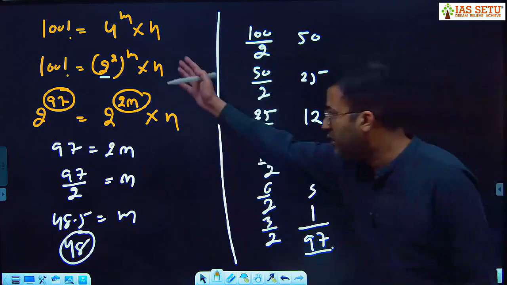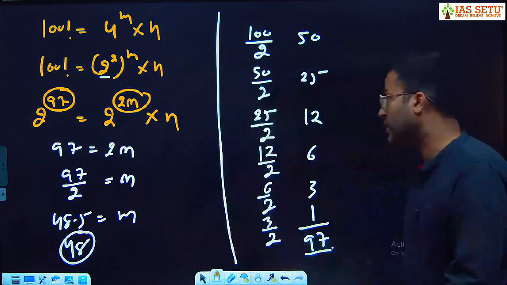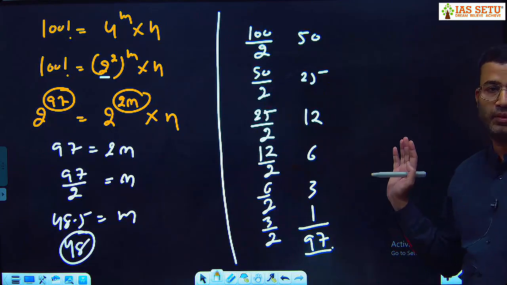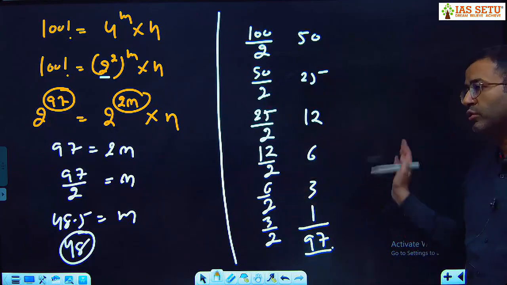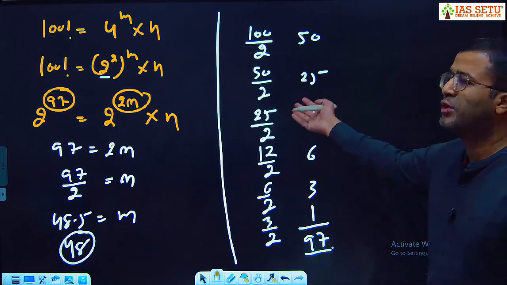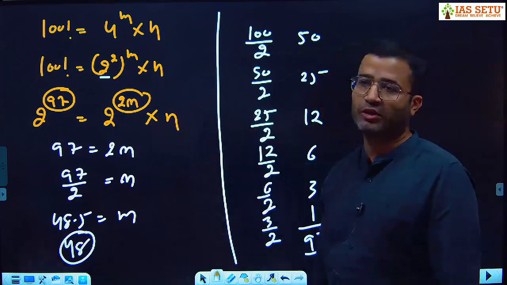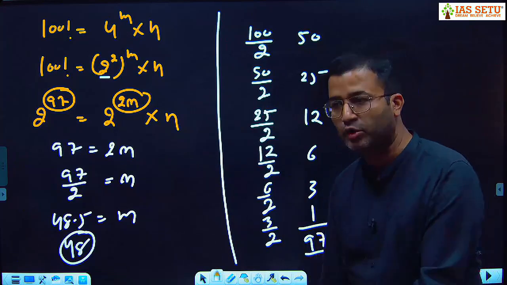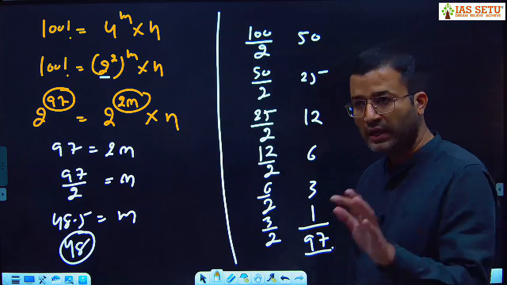If you are comfortable with this method, I'm happy. If you are comfortable with the pairing method, I'm happy. If you are not comfortable with both methods, then also I'm happy, because I feel it is beyond CSAT level. ठीक है, फिर भी like okay. For conceptual clarity, I'm taking this question. Let me take one more question, step by step.